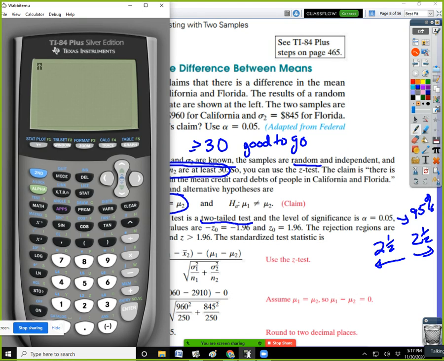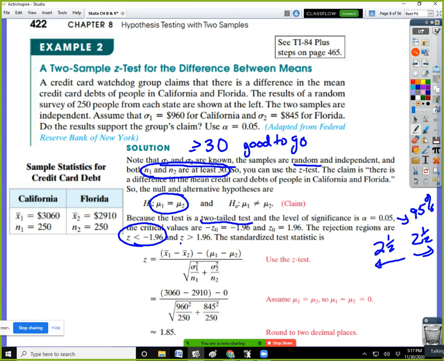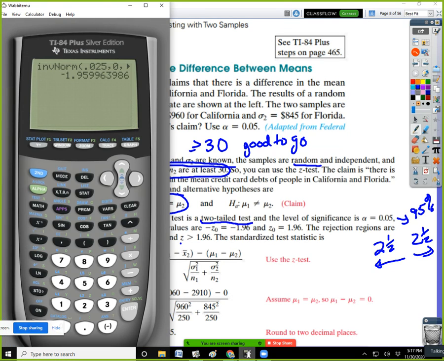I go second distr, and I go inverse normal, and I want 0.025. I should get that negative whatever they had: negative 1.95996. So that rounds to negative 1.96. And you know they're opposite. So if I do second distr number 3 and I put 0.975, I'll get the positive value of that, the positive 1.96. Is everybody good on that?